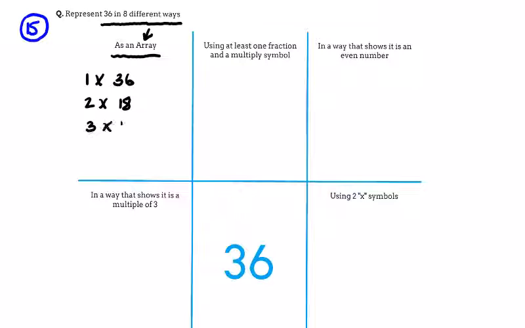3 by 12, keep going, 4 by 9, 5 by no, 6 by yes, 6 by 6. And when we get to the numbers that are either one apart or together, we know we're finished. So as an array, 36 can be listed as the following.